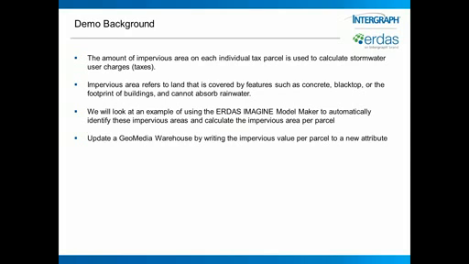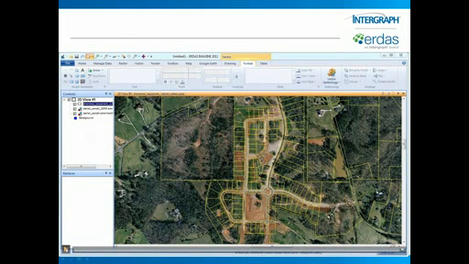So we're going to look at an example of using ERDAS Imagine Model Maker to automatically identify these impervious areas and then calculate impervious area per parcel. Then we're going to update a GeoMedia warehouse by writing that impervious value to a new attribute inside of the warehouse. And this is the area that we're going to be looking at.